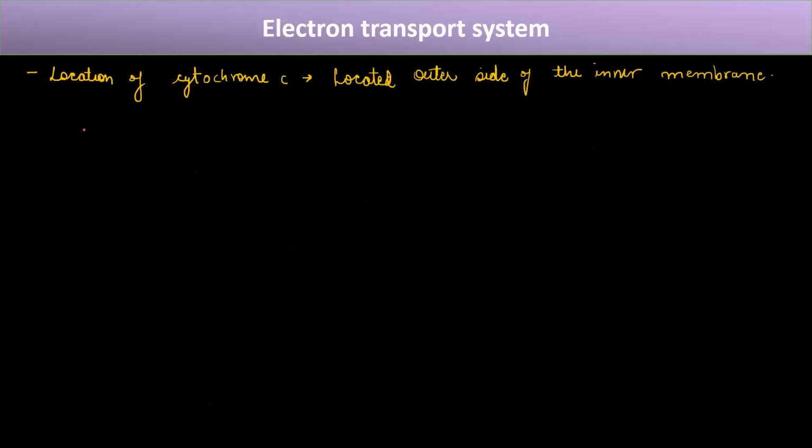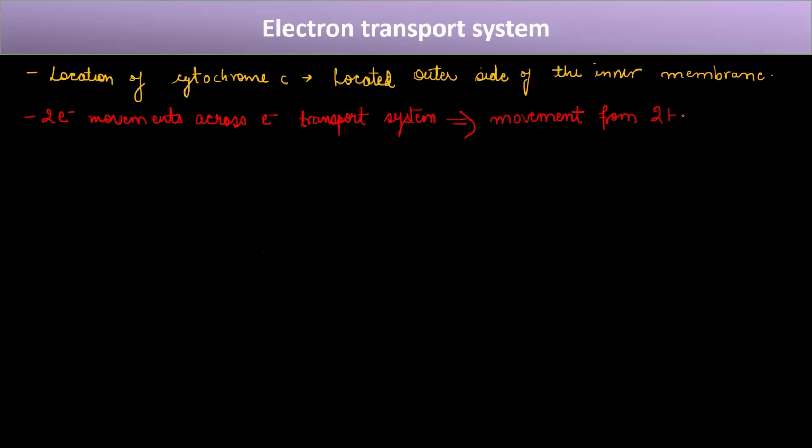Okay, so what we can write is, if two electrons move across the electron transport system, it leads to the movement of two hydrogen ions from the matrix to the intermembranous space, and this will lead to the formation of ATP. That we will see how.